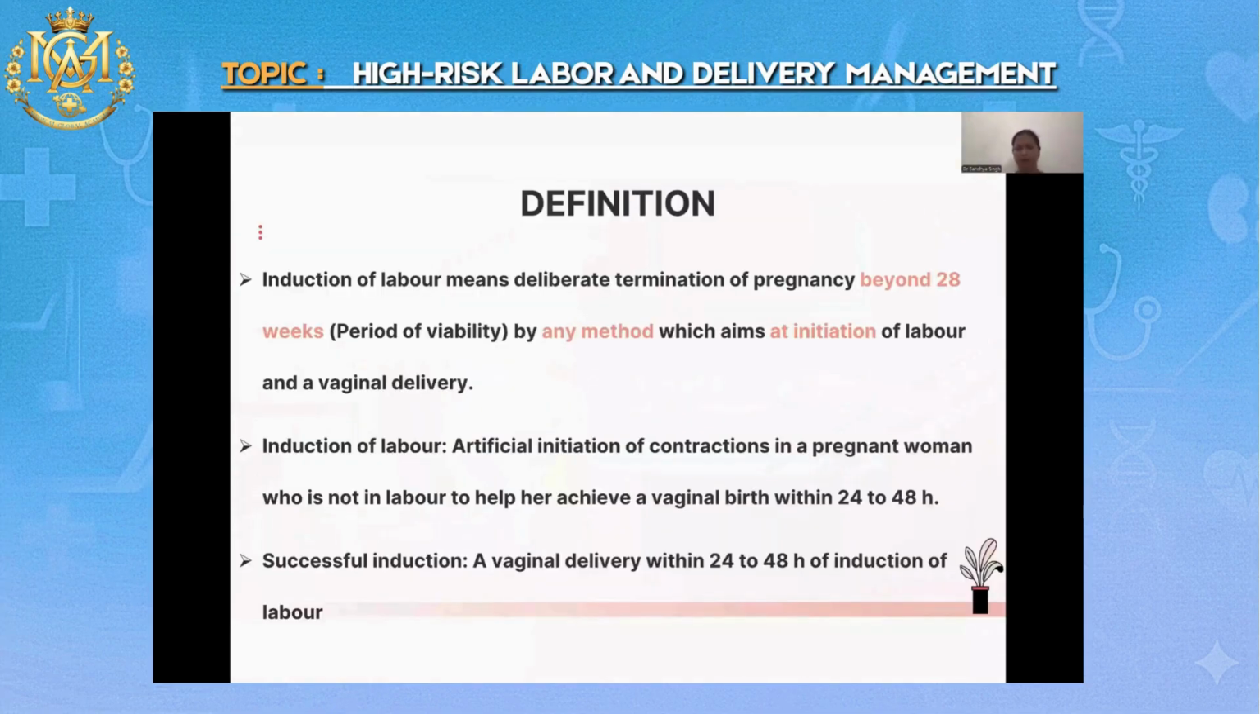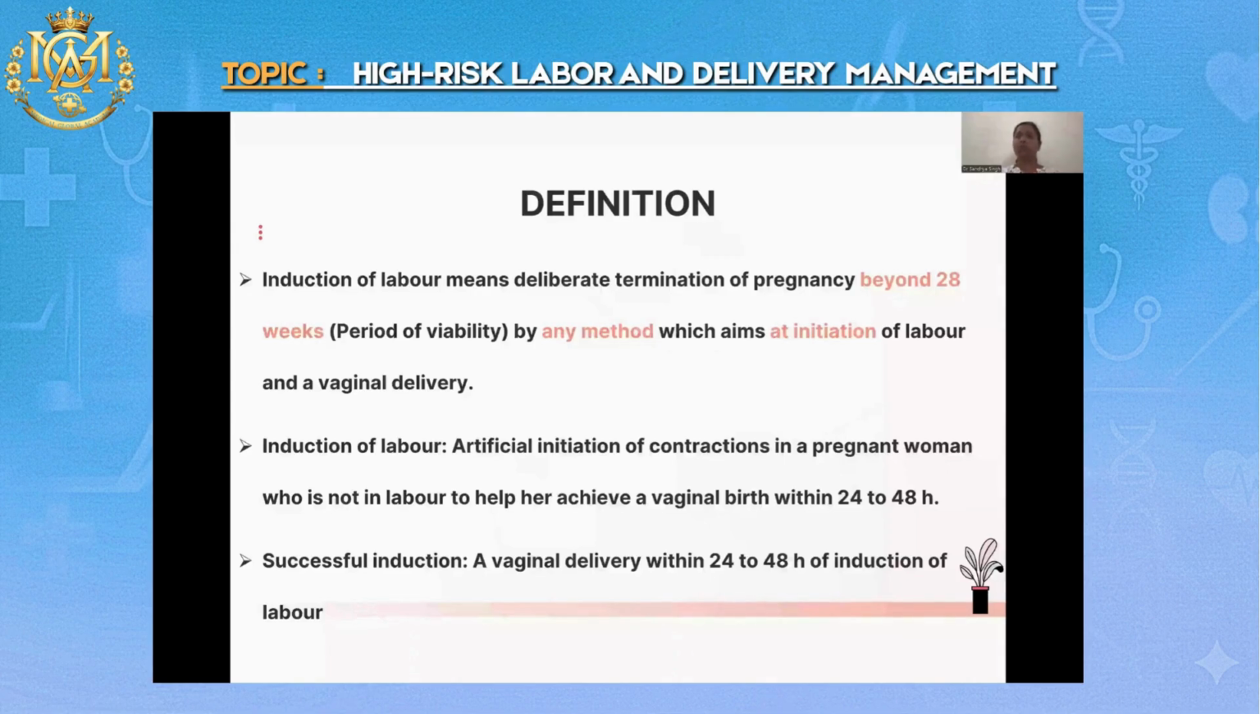Induction of labor? It's a pretty simple talk. We are just going to talk on various conditions where you do induce, what are the contraindications, how will you manage the complications which are going to happen, and how will you monitor the patient. This is all we are going to discuss in today's talk.